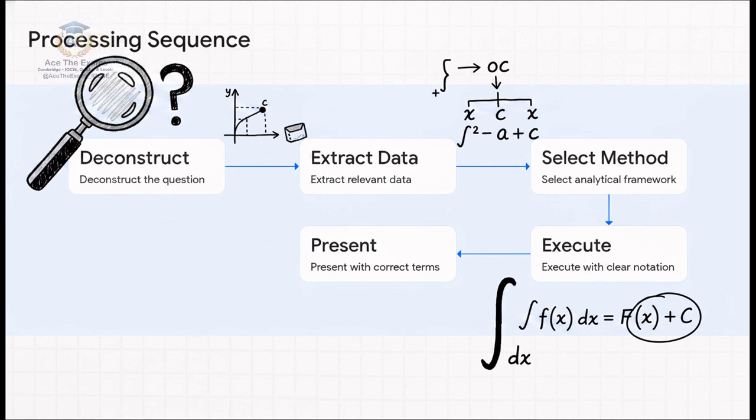Step 2, extract the relevant data, like specific coordinates given to help you actually find C. Step 3, select your analytical framework, meaning identify the correct integration rules you need to apply. Step 4, execute with clear notation. This means proper integration symbols, and do not forget the dx at the end. And finally, step 5, present with correct terminology, ensuring that plus C is proudly placed at the very end of your indefinite integral before you move on to solve for it.